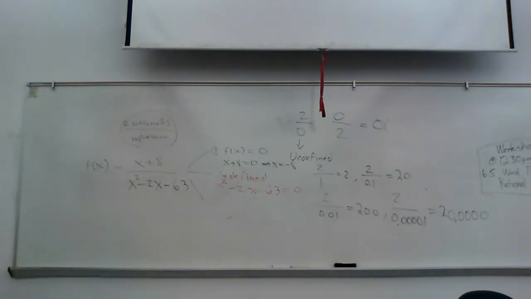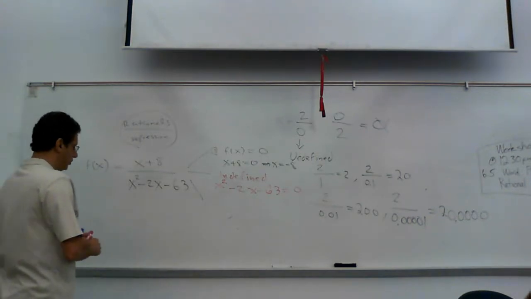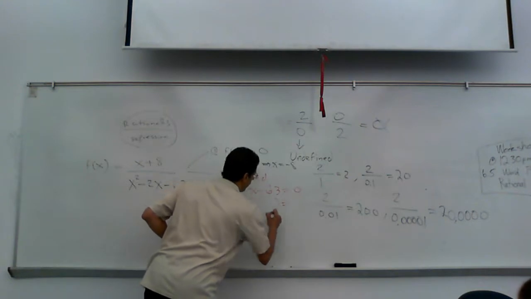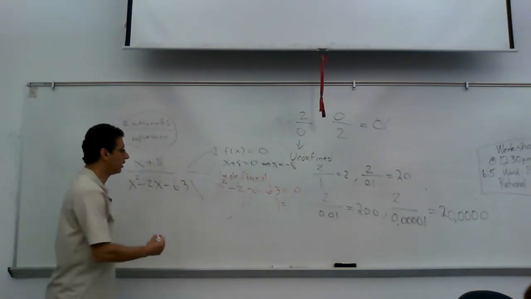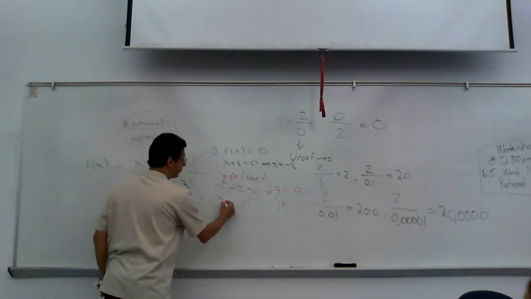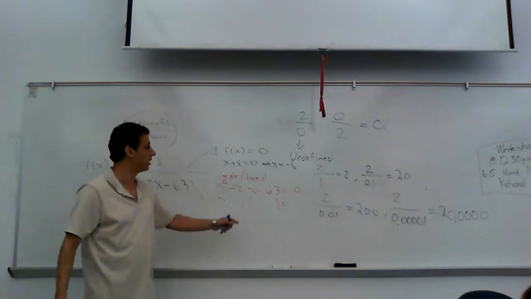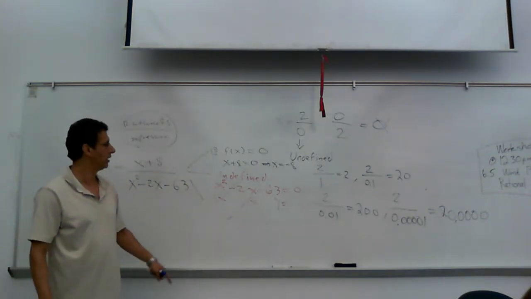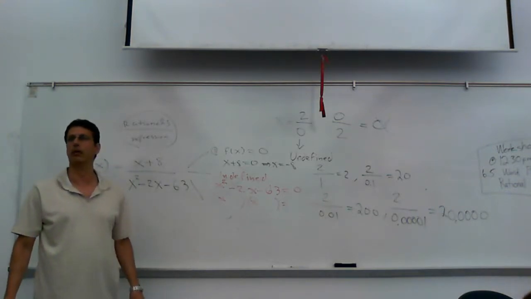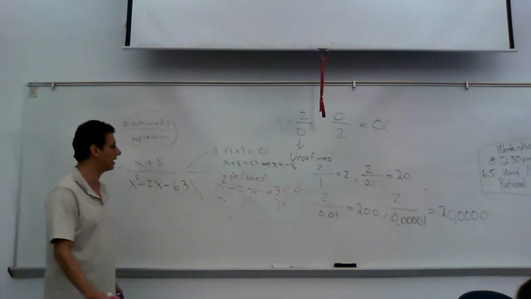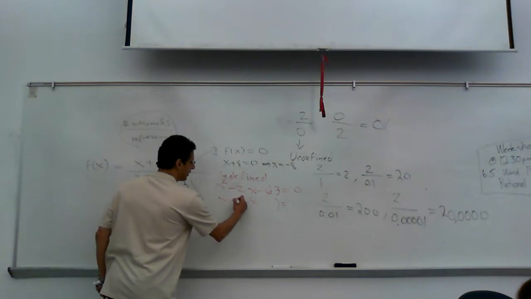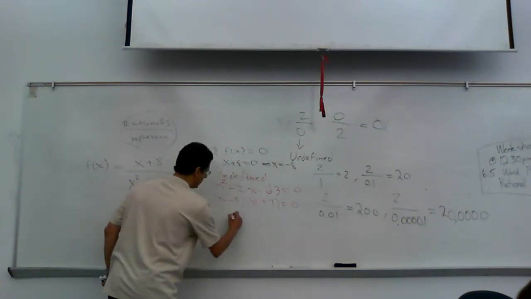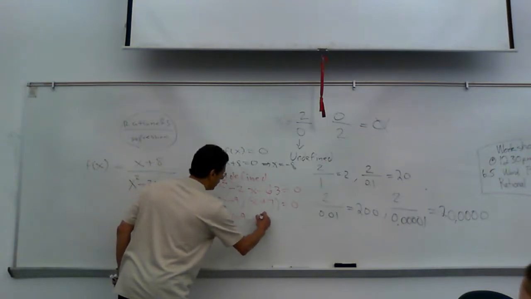Negative 9, positive 7. Okay, so let's see. You want two numbers. This is x and x. The product is c, negative 63, and the sum is b, negative 2. So what do you have? x minus 9 and x plus 7. Therefore, x equals 9 and negative 7.